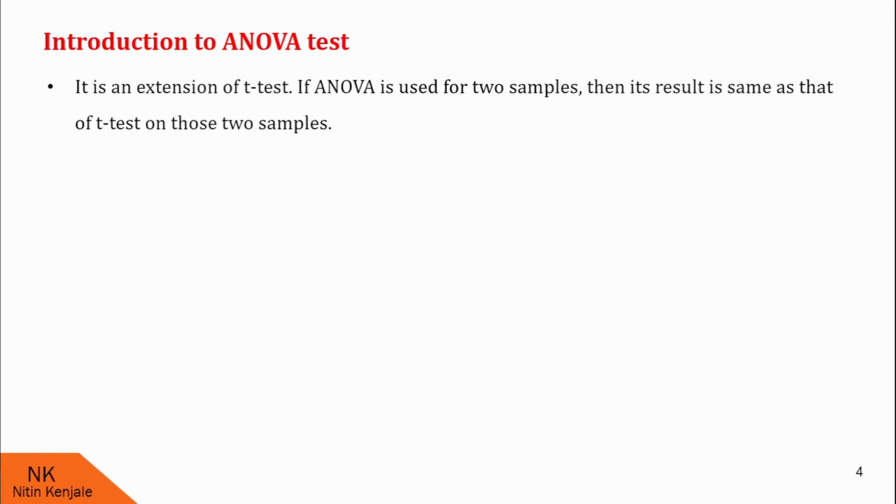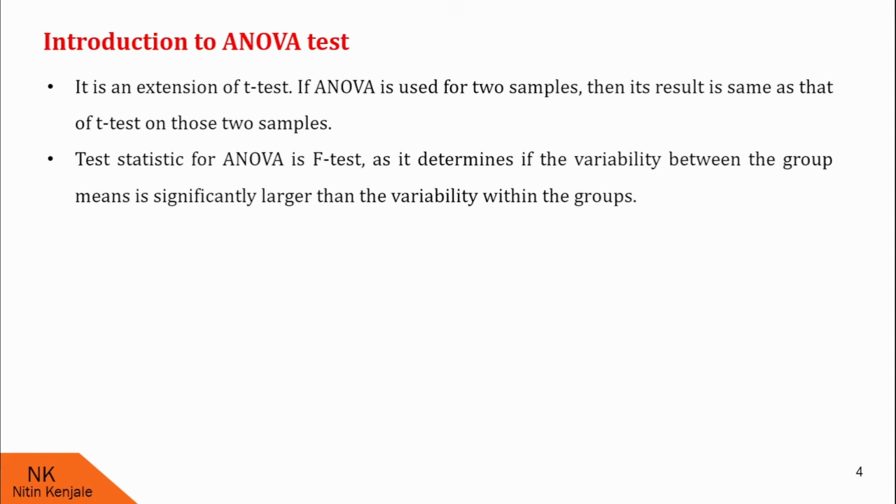It is an extension of t-test. If ANOVA is used for 2 samples, then its result is the same as that of the t-test on those 2 samples. Test statistics for ANOVA is f-test, as it determines if the variability between the group means is significantly larger than the variability within the group means. The f statistic formula is given by variance between groups divided by variance within groups. Later on, we will see these two concepts.